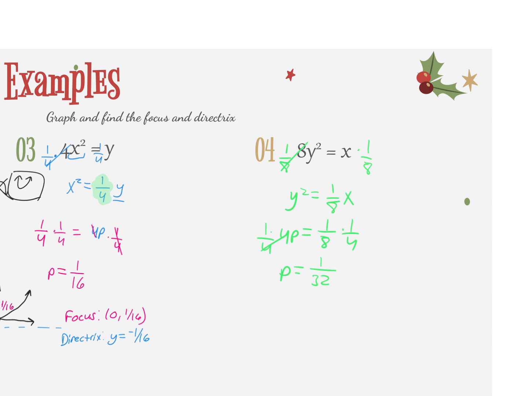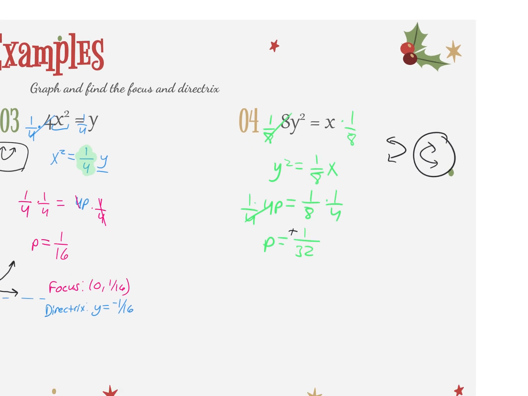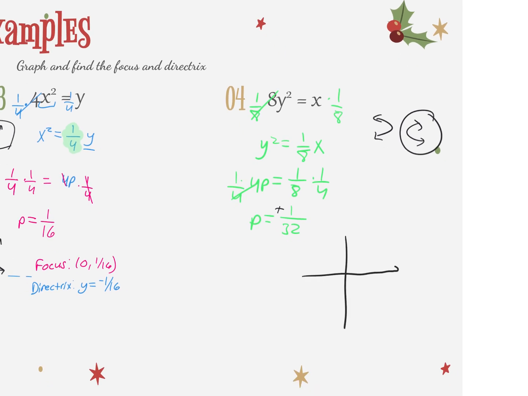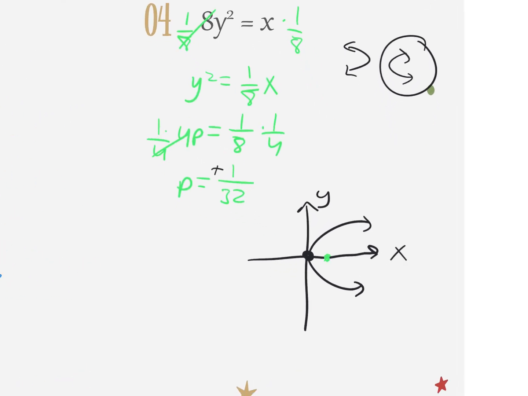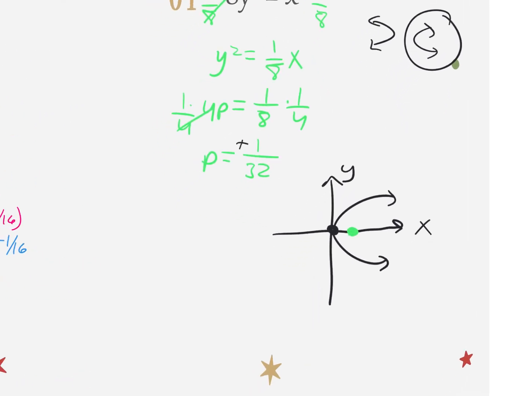Now, since it's a y-squared parabola, we know it's going to be opening either left or right. And since p is positive, I know it's going to open to the right. So let's go ahead and graph it. I know my vertex is at 0, 0. It's going to open to the right. And my focus is going to be 1/32 units from the vertex. That point as an ordered pair is going to be 1/32, comma 0. You're moving in the x direction.